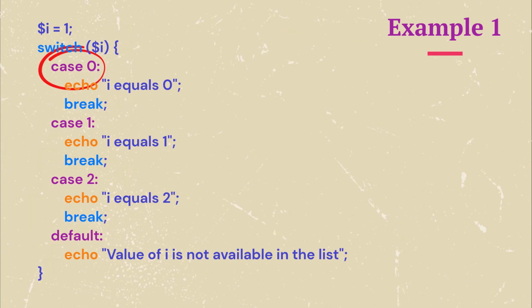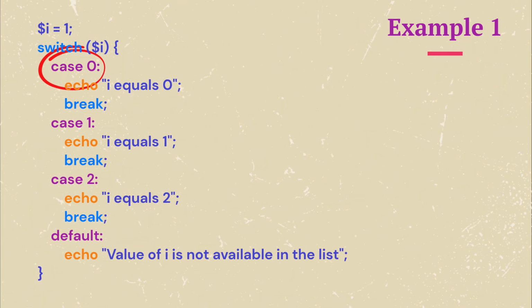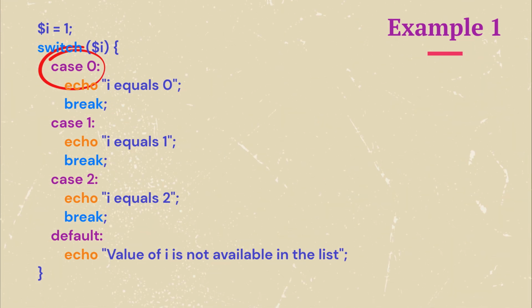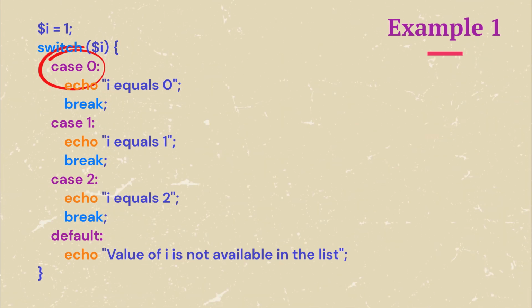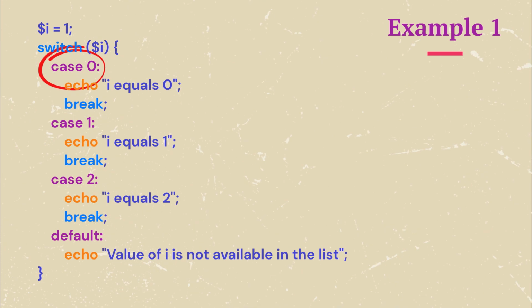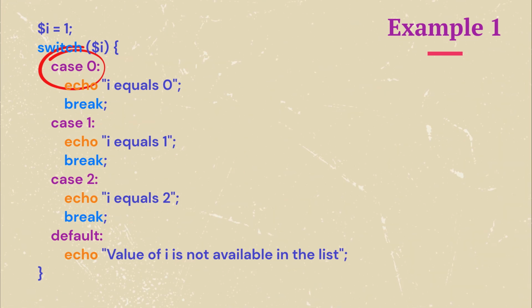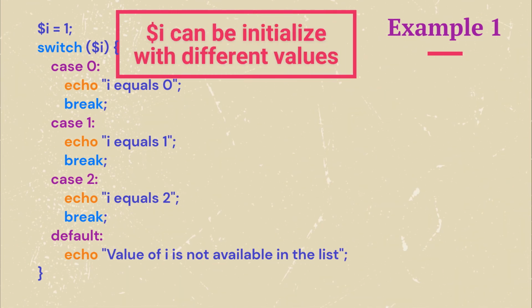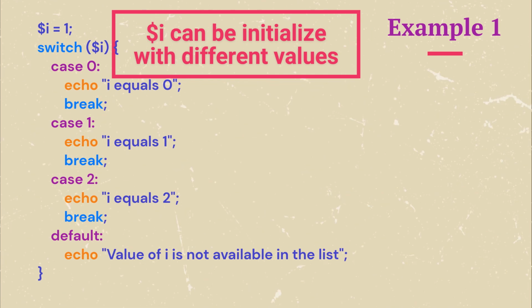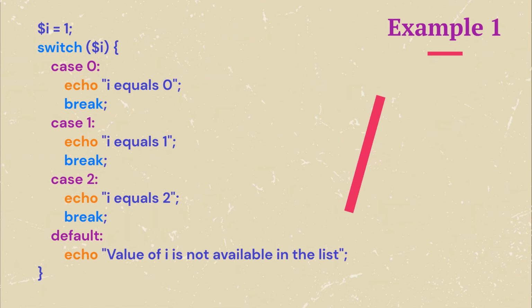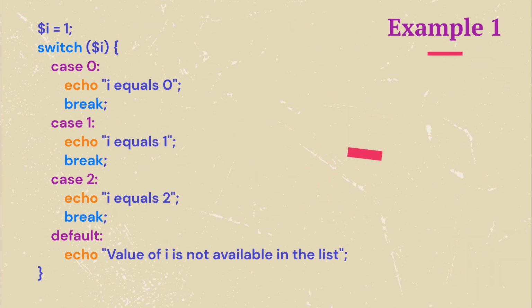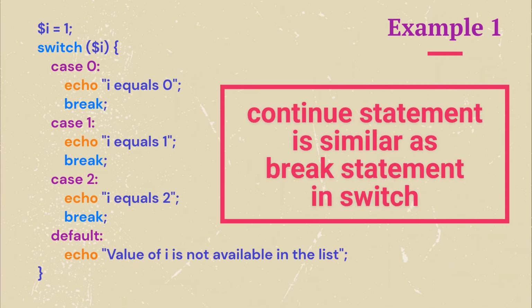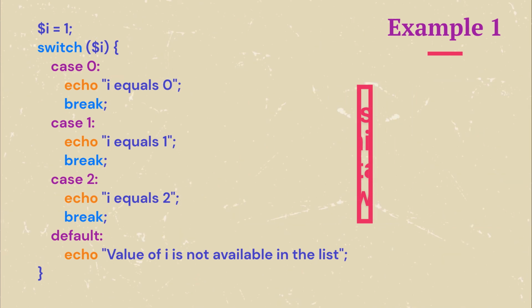4. Case 0 means we are checking whether the value of $i is 0. If it is so, then the statement I equals 0 will be executed. The break statement helps to quit the switch statement forever. 5. We can change the value of $i with different values and test it. 6. Also, we can extend the switch cases further. 7. The continue statement works similarly to the break statement in a switch statement.